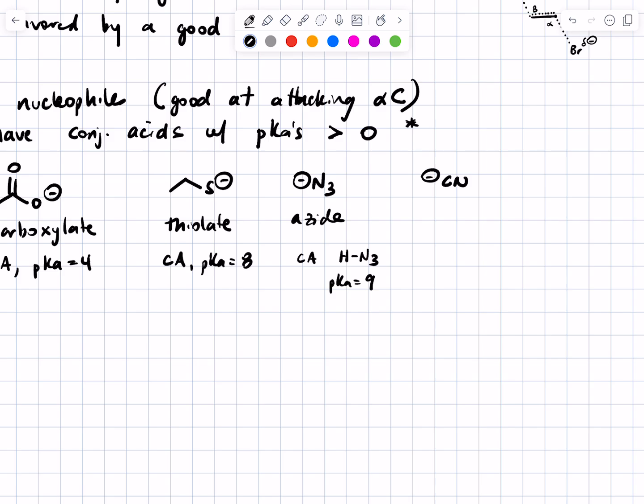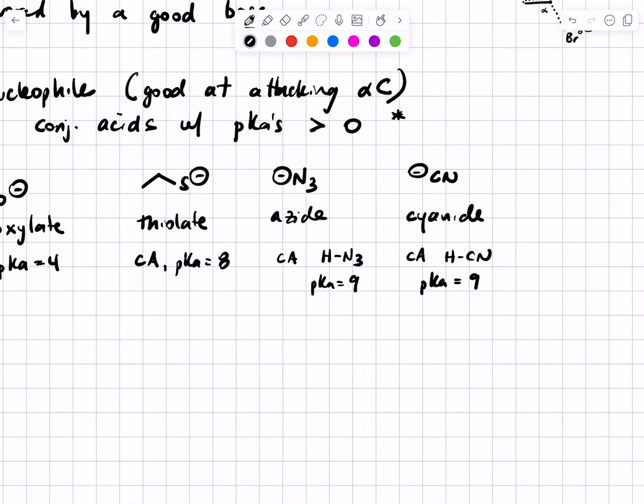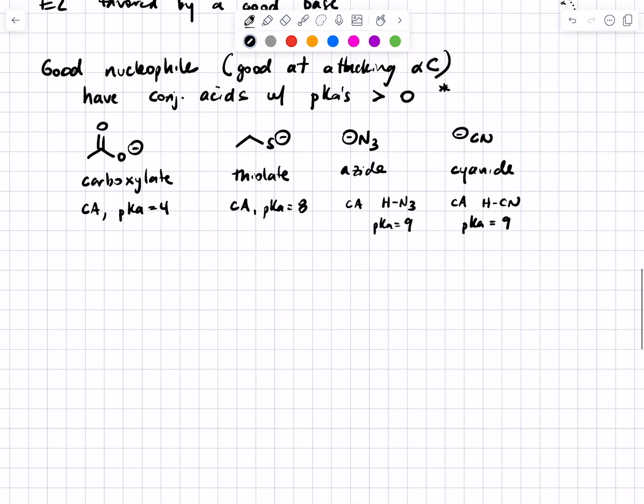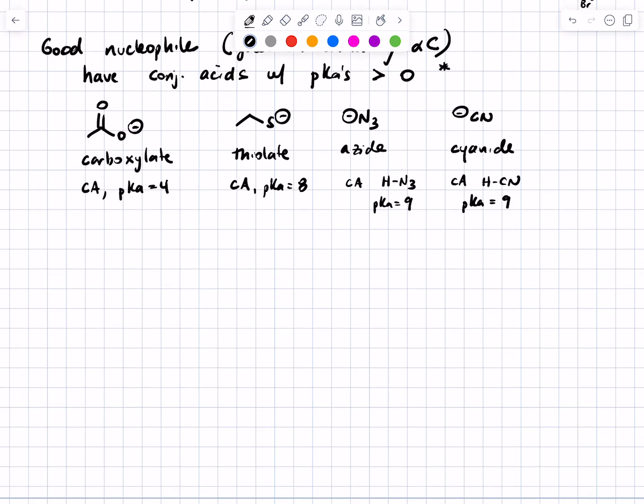CN minus is cyanide, another good nucleophile. Its conjugate acid is HCN. Smells like almonds, and if you can smell it, you might be dead. So when working with CN minus under acidic conditions, you have to be really, really careful. But anyway, CN minus is a good nucleophile. There are others that we could continue on with. So, for example, amino groups. RNH2 has a conjugate acid with a pKa of 11. So that falls into our category of good nucleophile.